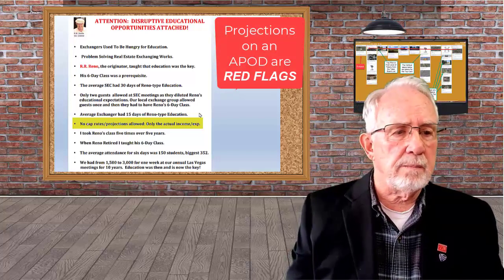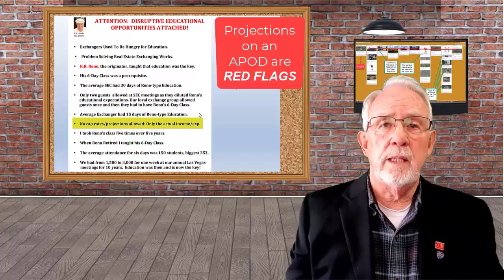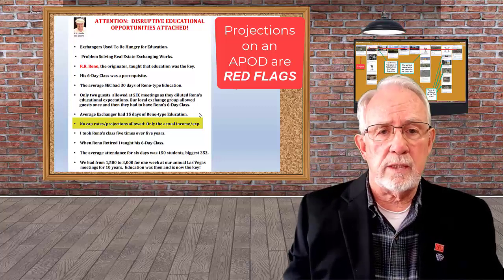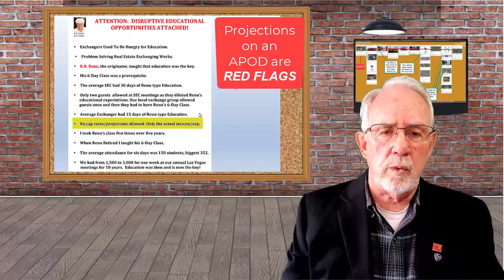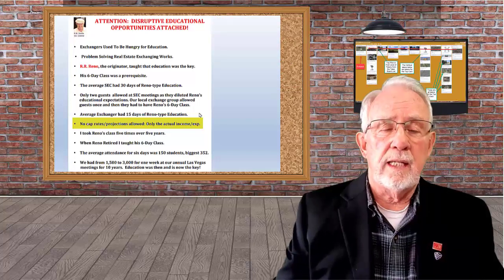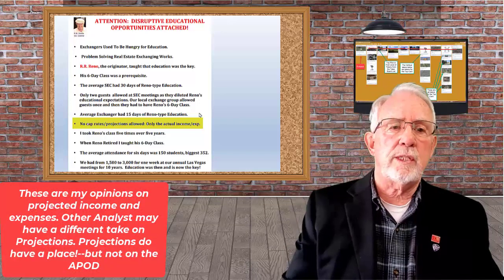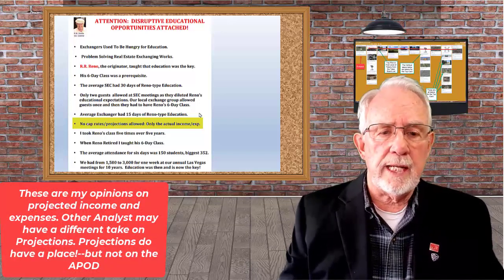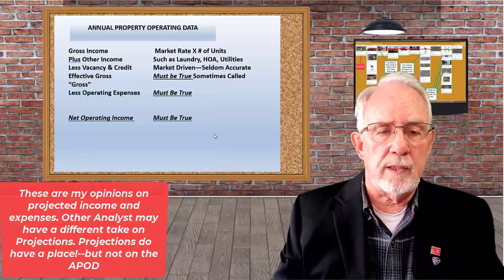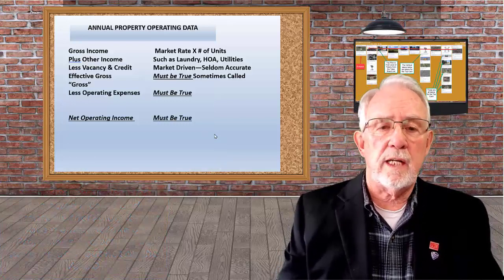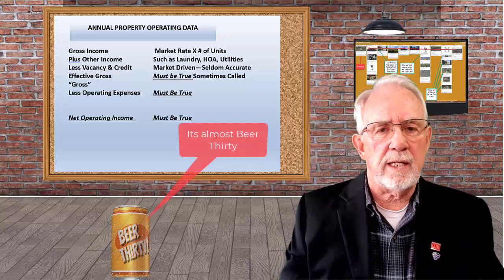A lot of things I see about projections is brokers tend to change the income, but never change the expenses. And so projected income just does not work well. Banks do not accept that. They want to know what the actual NOI is. They base their appraisals on it. Everything else is based on the net operating income. I think most of us have memorized this form. Gross income, we know it's just the market rate times the number of units. Very seldom is that ever true.